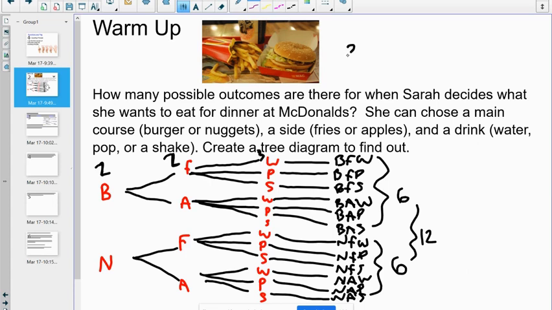Now I'm going to rewrite that. So we have 2 main courses, 2 sides, and 3 drinks. And the counting principle says that all you have to do is multiply them straight across. And look at that. 2 times 2 is 4. And 4 times 3 gets you to 12. So this is just a faster method of finding out the different outcomes. And that's what we're getting at for today's lesson. So this was just a quick, brief intro. We're going to continue and go further with it. But that was just kind of connecting our tree diagram here to our counting principle up here.